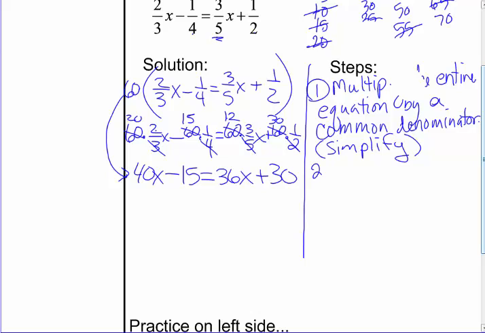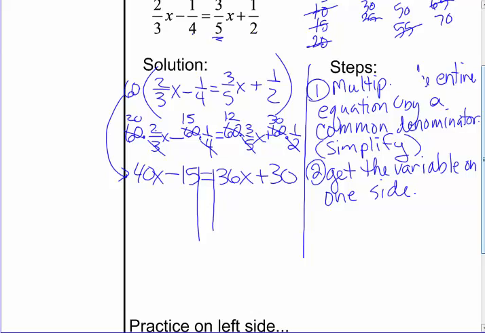Okay. So next would be to get the variable on one side. So there's my equal sign. So it doesn't matter which one you do, you just have to be consistent. I usually like to do it so that I get a positive result. So minus 36x on both sides. That gives me 4x minus 15 equals 30.